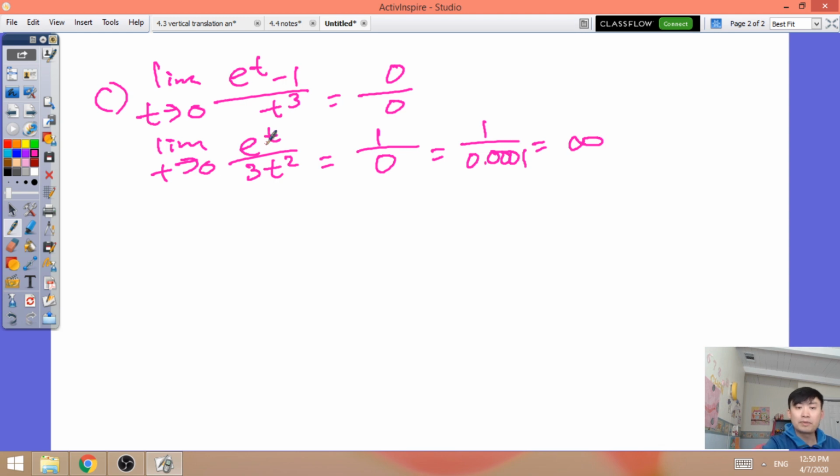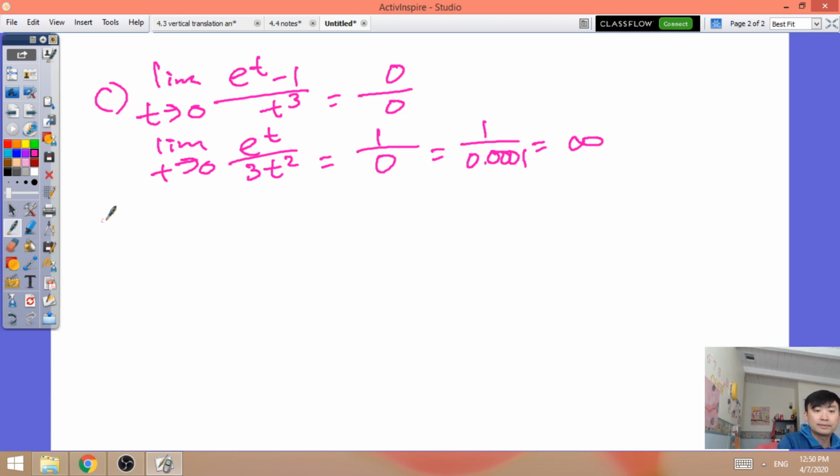And also by comparing and contrasting, this one right here shows the exponential growth. And this one is just the cubic growth. So obviously the rate of change for the top function is higher compared to the rate of change of the bottom function. So eventually, it's going to be infinity. Okay, so now let's see what else that we have.